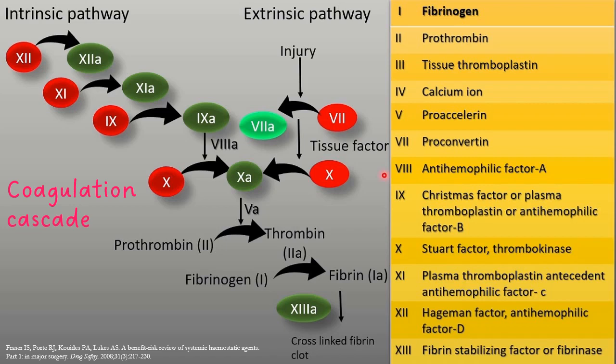The thrombin converts fibrinogen to fibrin and triggers the activation of factor 13 to cross-link the fibrin strands and stabilize the clot. Eventually, a stable clot is formed by activated platelets, fibrin, and factor 13A.